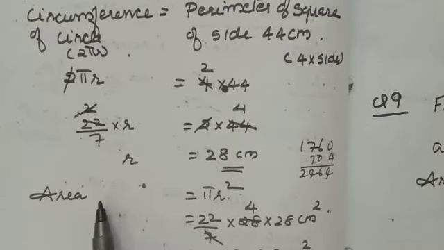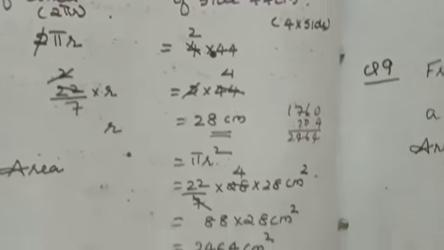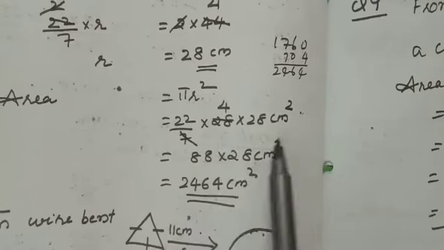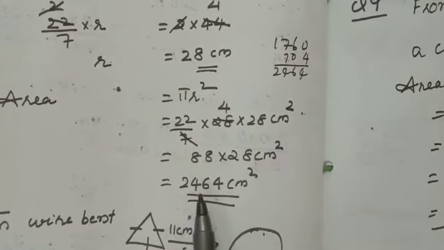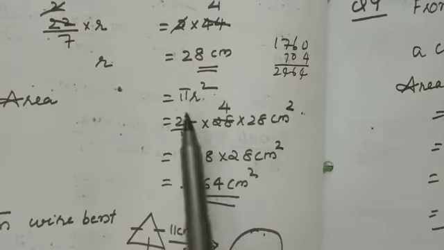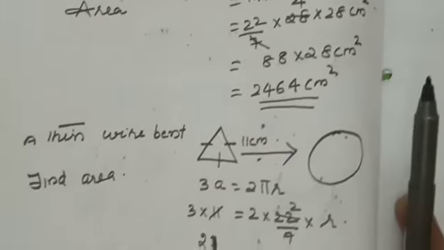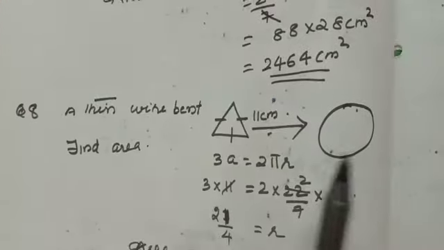You have to find out the area. Area equal to pi r square. Pi into r square, you will get 2464 centimeter square. Unit is very important and the formula also. Okay. Now question number 8.